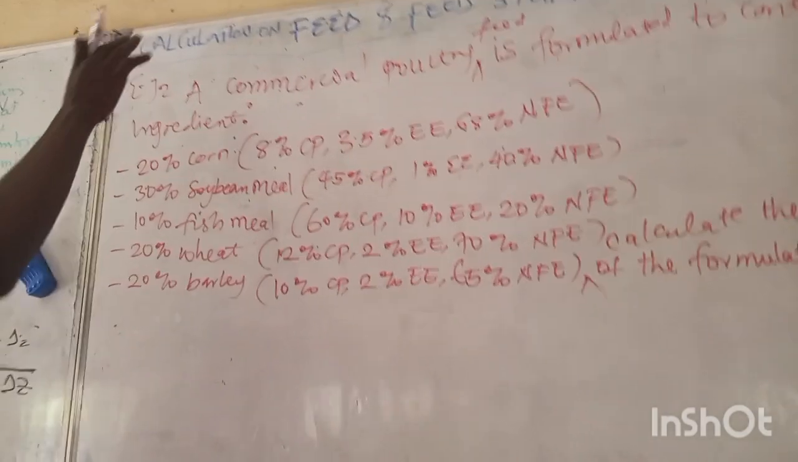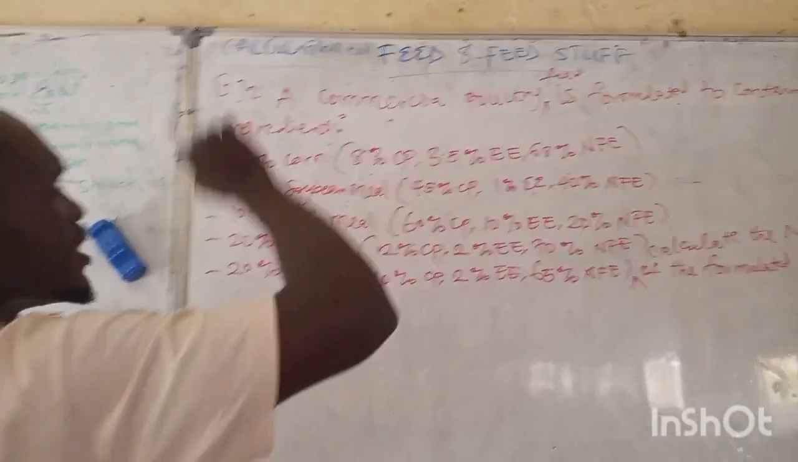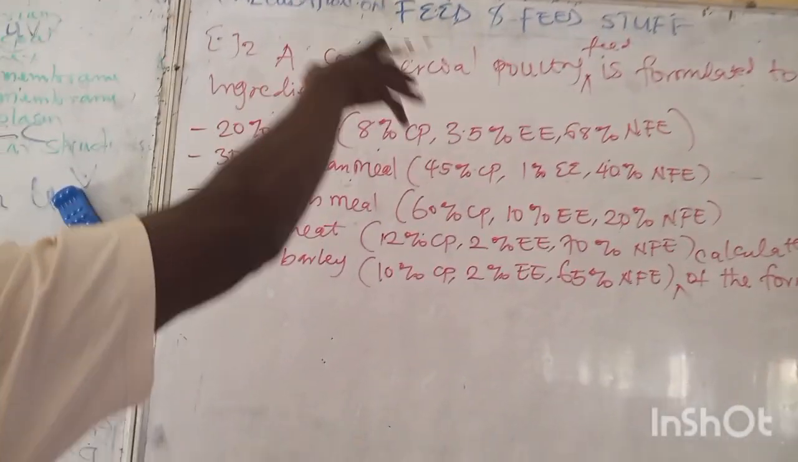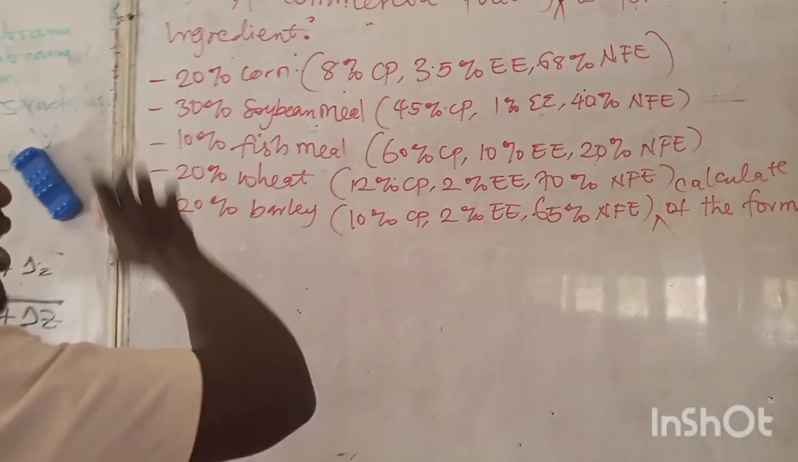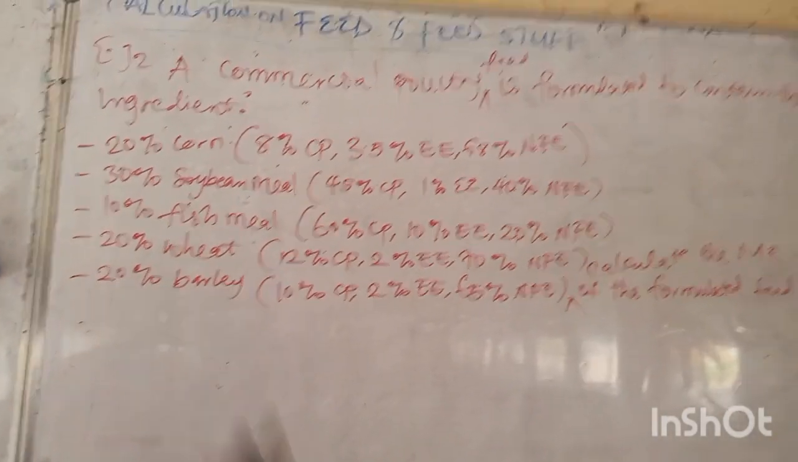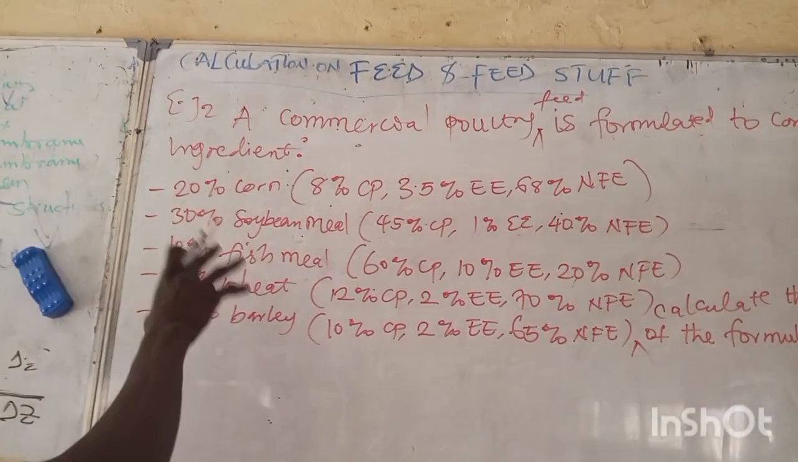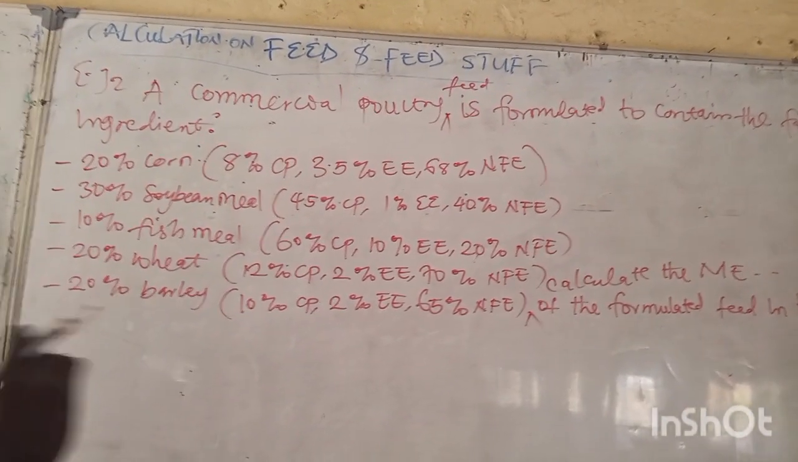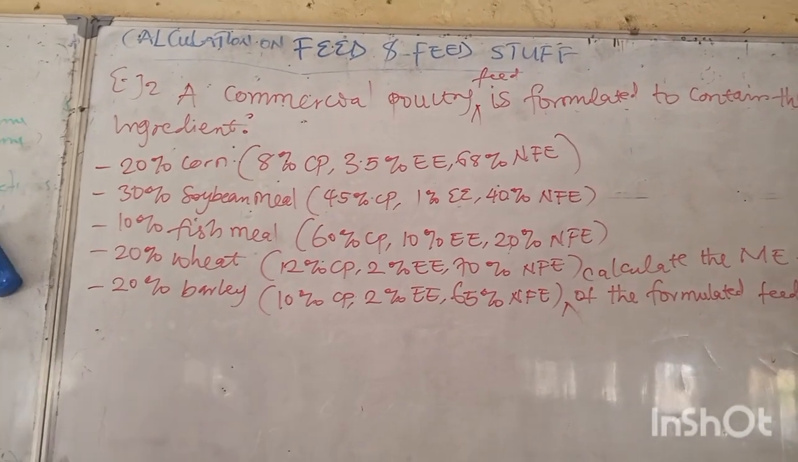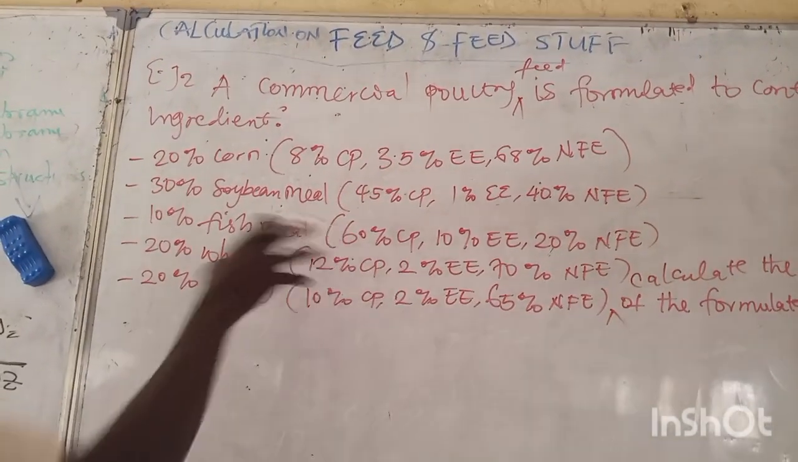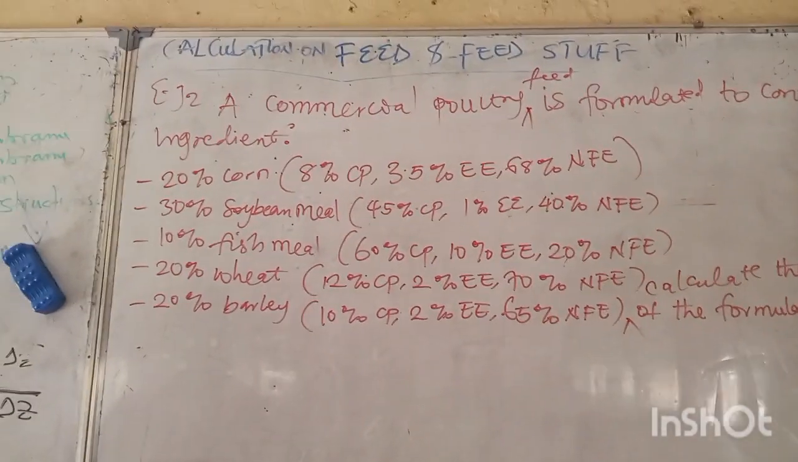But this particular one, there is soya meal, there is corn, there is fish meal. They have already analyzed the whole ingredient used in that particular feed. Our target is not on the ingredient, but only on the value of CP, ether extract, and nitrogen-free extract in that particular feed. Do you understand now? So, what are we going to do?